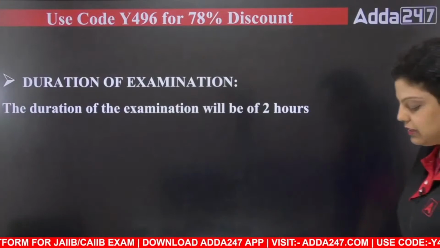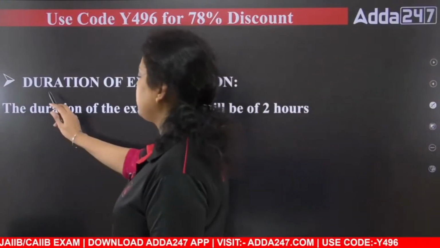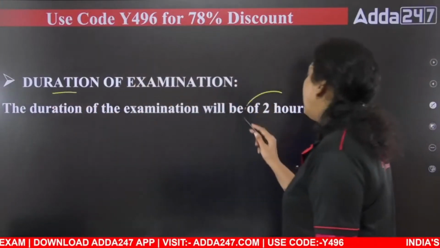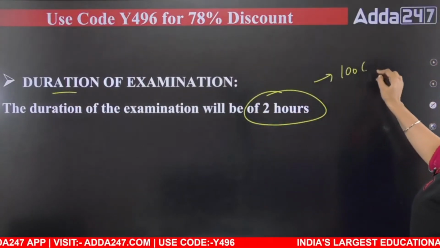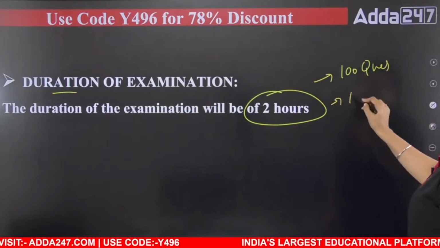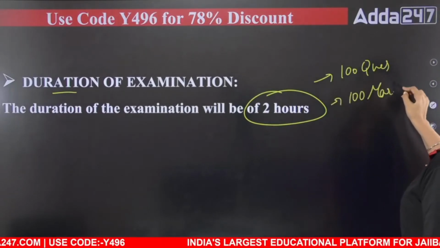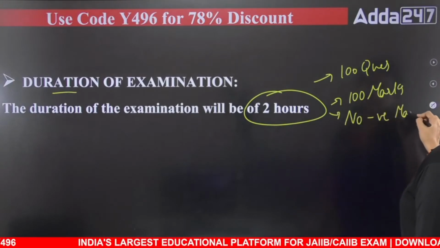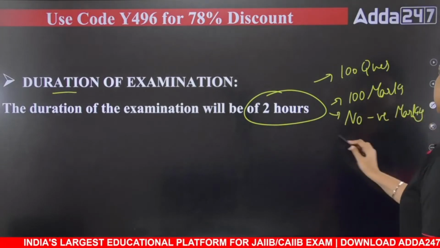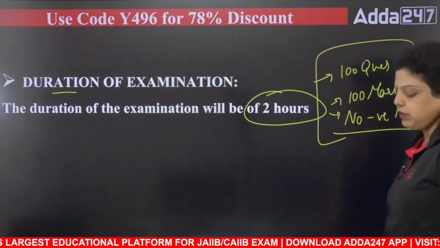Clear? Now, what is the duration of the exam? The duration of the exam will be 2 hours. So do remember, there will be 2 hours, there will be 100 questions, and there will be 100 marks. And there is no negative marking. There is no negative marking. So these are the conditions which you should remember when you are giving the exam.